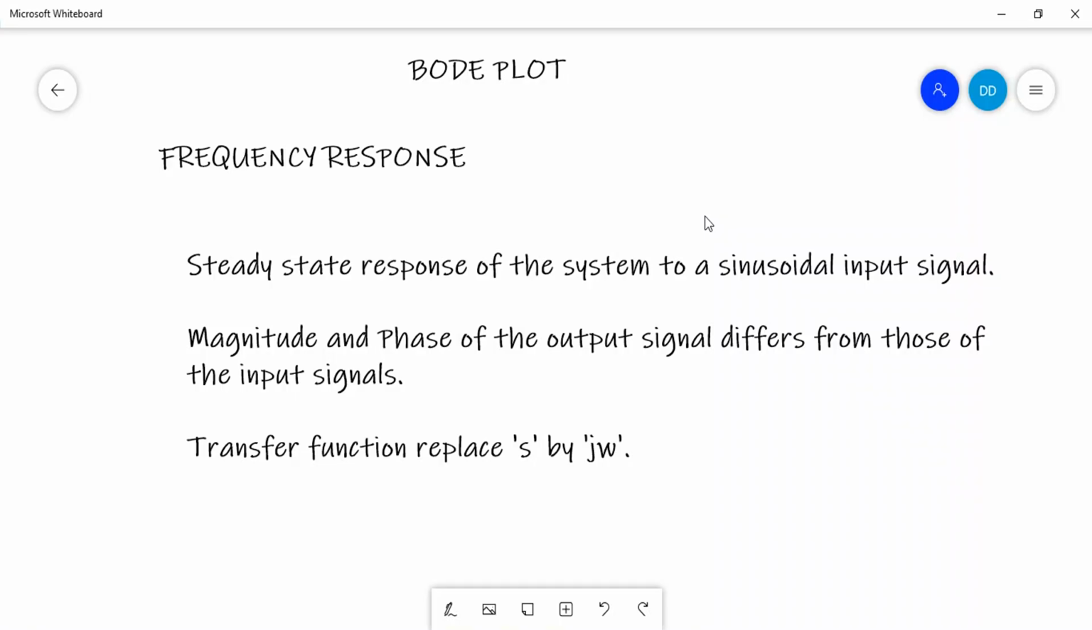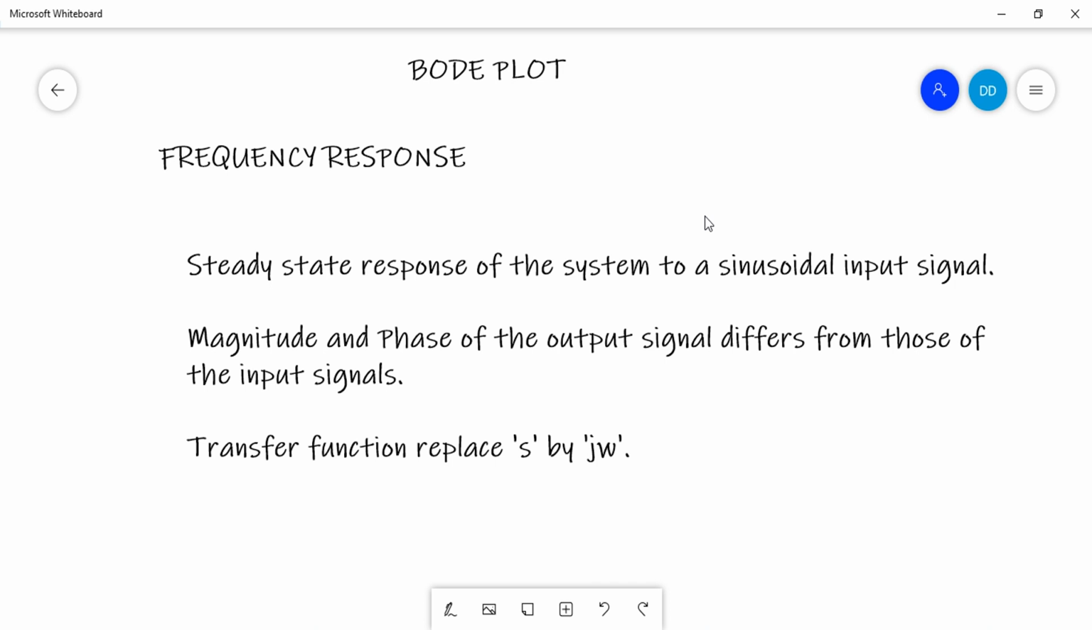In today's video, we will discuss Bode plot. So we know that the frequency response of a system is defined as the steady state response of the system to a sinusoidal input signal. So if the input signal is sinusoidal, the output is also a sinusoidal signal of the same frequency as that of the input, but their magnitude and phase will differ from those of the input signal, and the amount of difference is a function of the input frequency.